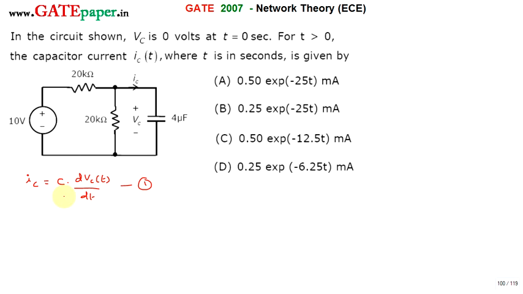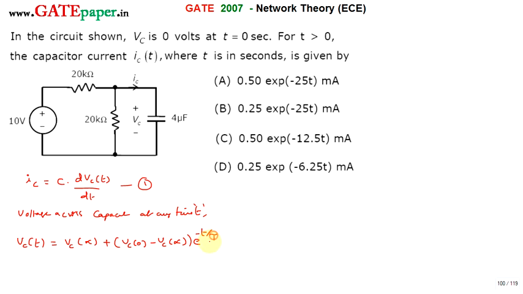Now, the voltage across the capacitor at any time t can be calculated by using this equation: Vc of t is equal to Vc at infinity plus Vc at 0 minus Vc at infinity, into e power minus t by tau, where tau is the time constant.